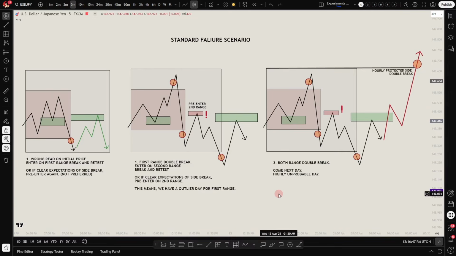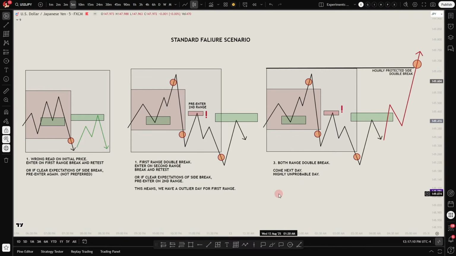3. Both ranges double break. This is the lowest probability failure scenario. When both the initial and secondary ranges double break, it signals an improbable outlier day. In such cases, the best choice is to stop trading for that session. Accept that today is an anomaly and come back the next day with discipline.